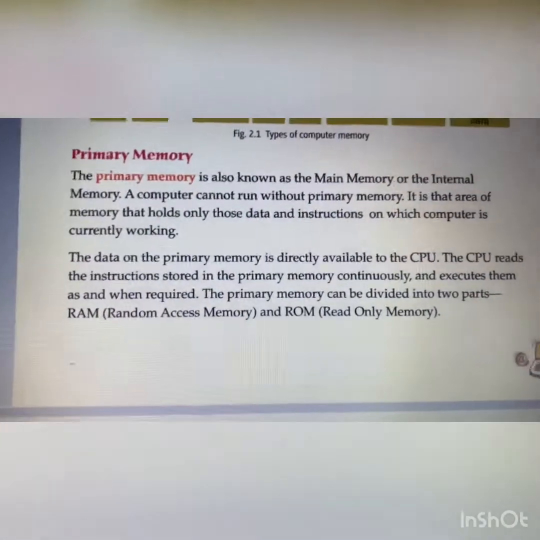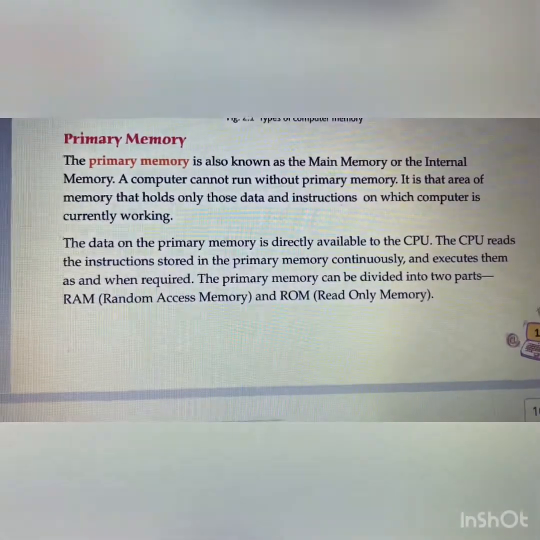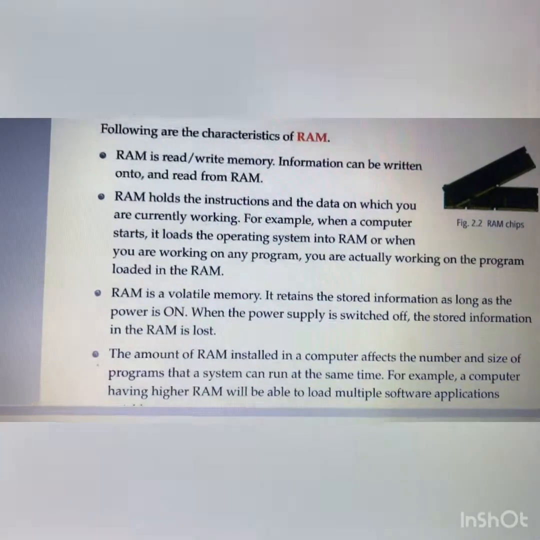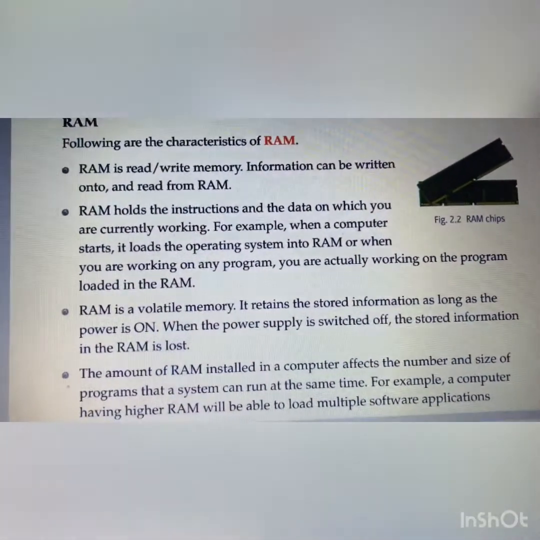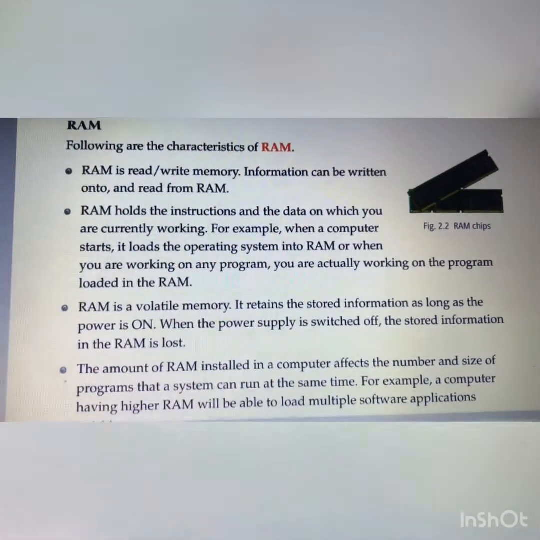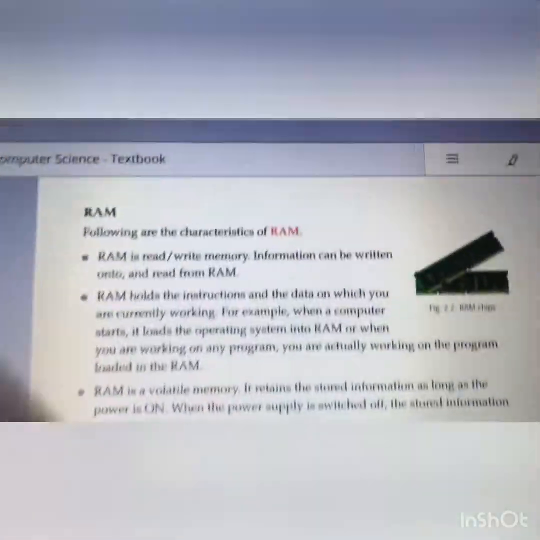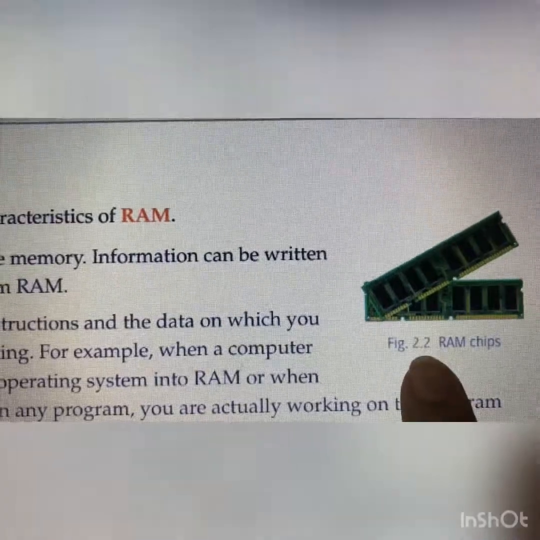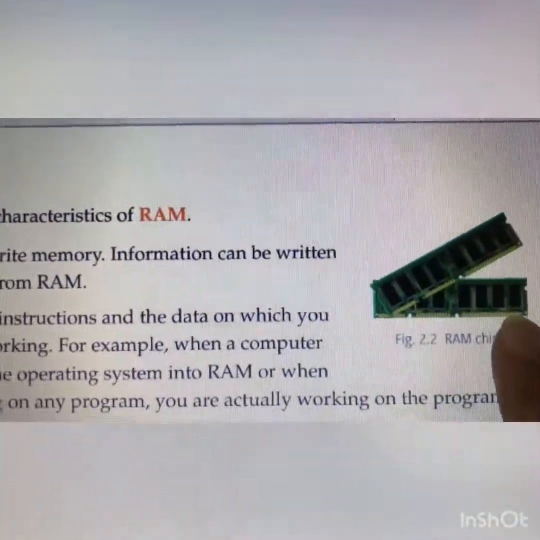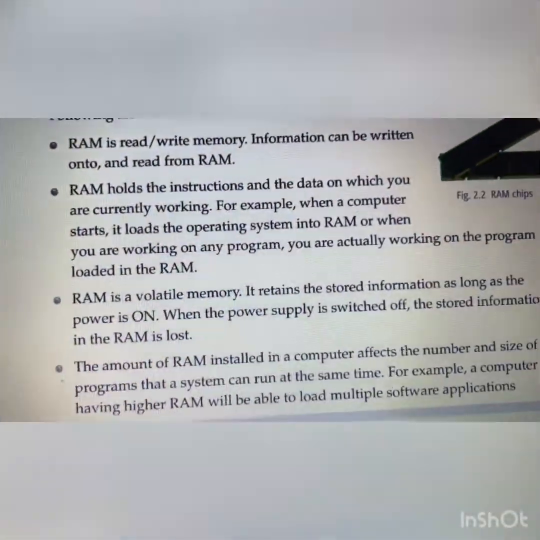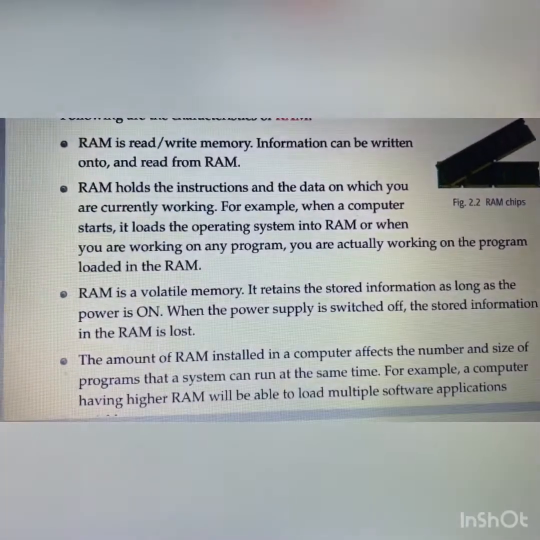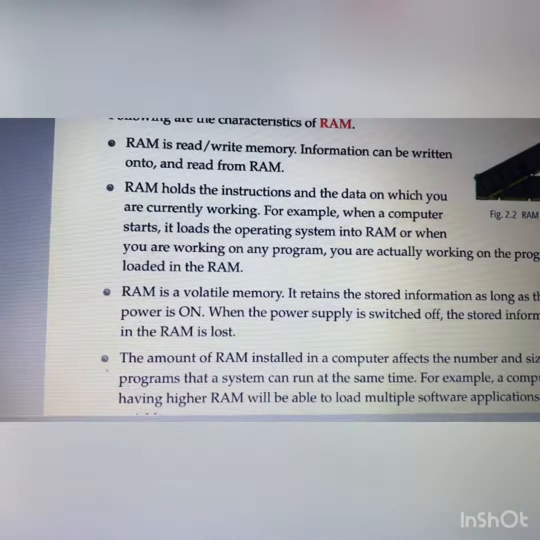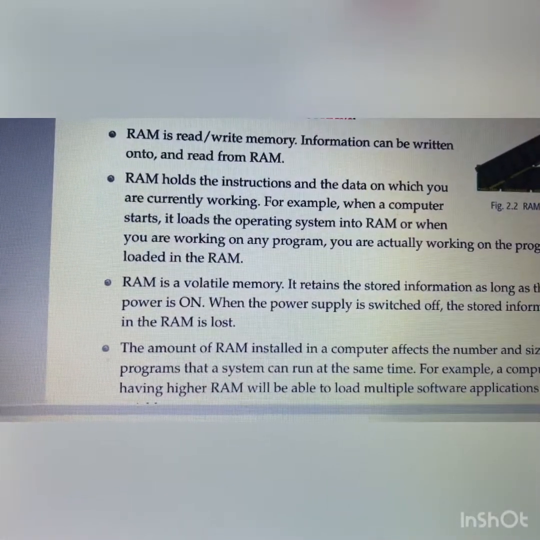Now we are going to see the features of ROM and RAM. Well, first we are going to see RAM. This is the picture of a RAM. See, RAM is installed in the CPU and it looks like this. RAM is a read and write memory. We can change things in the RAM. RAM holds the instructions and the data currently in use.